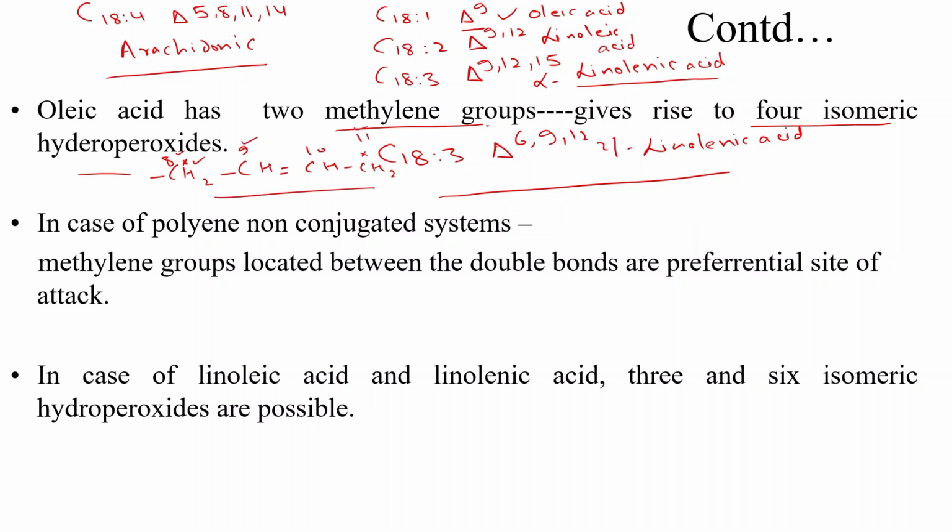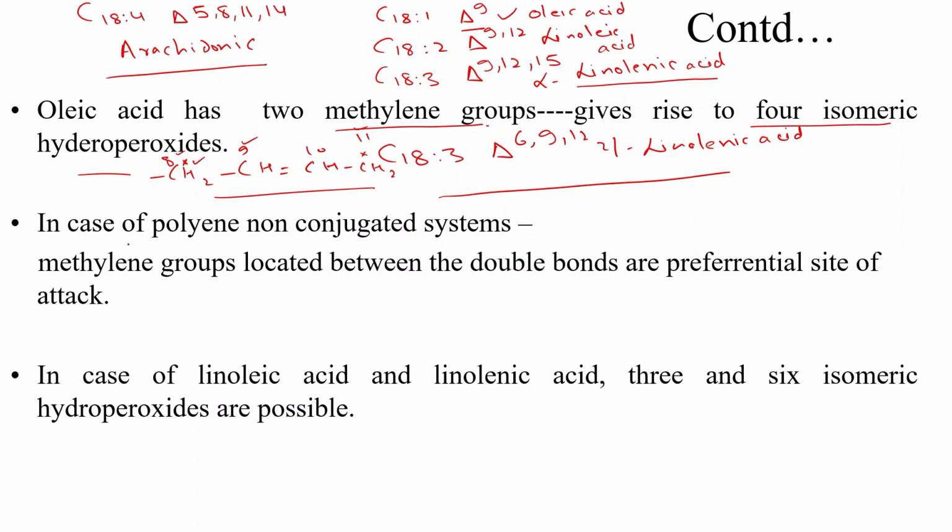But just to tell you, since in oleic acid we have 2 methylene groups which are attacked, we will have 4 possible isomeric hydroperoxides. This will become more clear in the coming slide.